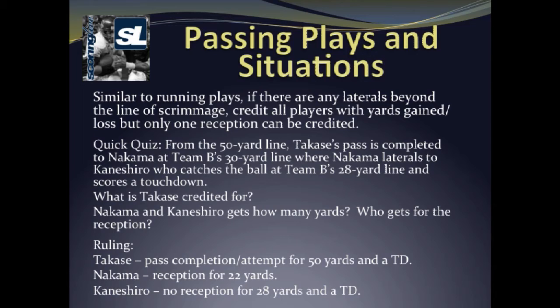Nakama. Good. How many yards does Nakama get? Okay. Nakama gets 22 yards, because again, remember, you always have to work backwards in this case. Let's work backwards. Kaneshiro gets 28 yards on the touchdown, right? Because that's the number of yards. Regardless of where Nakama advances, wherever Kaneshiro ends up, that's going to be the yards. So from the 28 to the 50, he gets 22 yards. Okay? Now, quick quiz for Kalani and Stacy. What's wrong with this play?